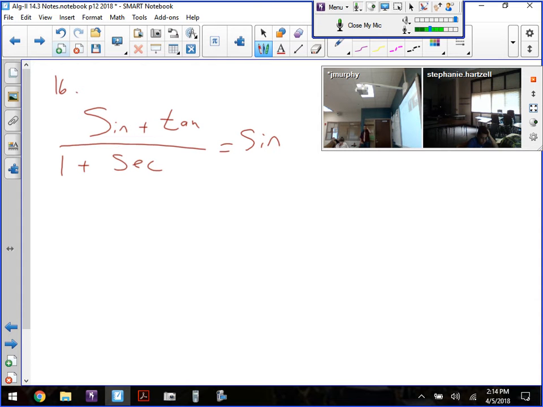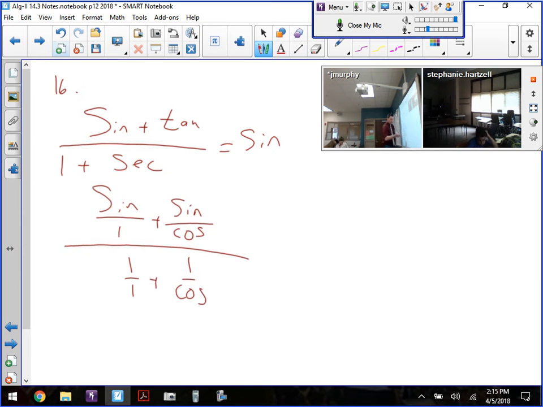So, split that out, you get sine over 1 plus sine over cosine, all over 1 over 1 plus 1 over cosine. You okay with that? Now, the common denominator up here is going to be cosine. Fraction on the left needs 1. Fraction on the right doesn't. So we get, bless you, we get cosine sine plus sine.